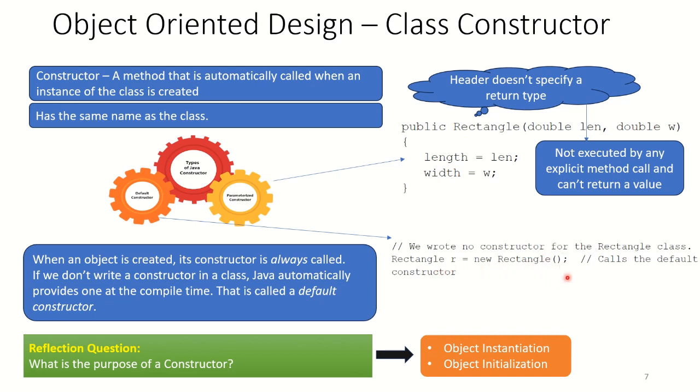The specialty of Java programming language is that when you create an object, the constructor is always called. If we don't write any constructor in a class, then Java automatically provides a default constructor at compile time.